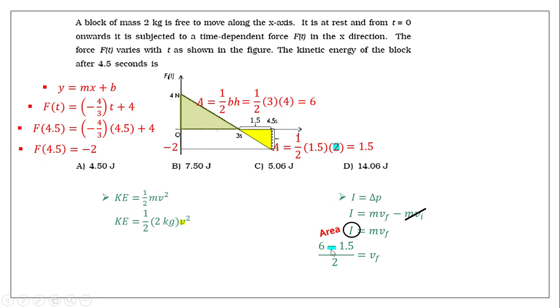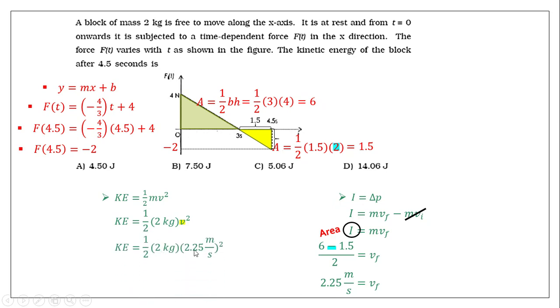So here I have 6 minus 1.5 divided by 2, 2 being the mass of the object given in the problem. So if you simplify this on your calculator, the final velocity would be 2.25 meters per second, okay? Or the final speed here would be 2.25. So here in KE, the only thing I was missing earlier is this v here, which is the speed. But now that I know the speed here is 2.25 meters per second, I can just plug it in.